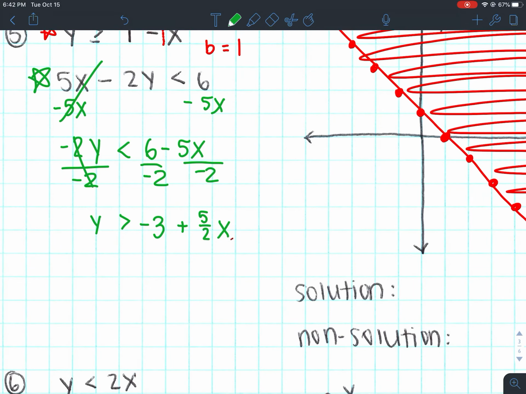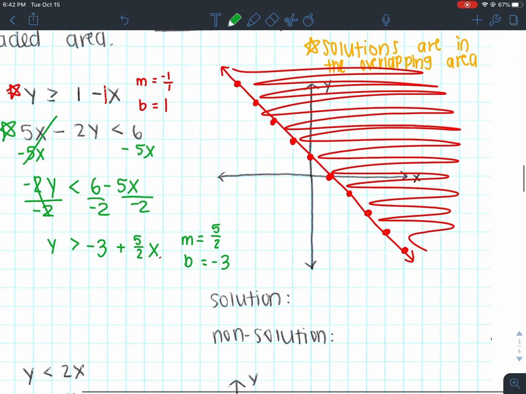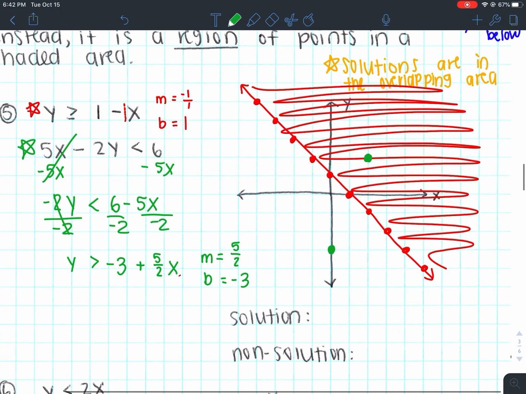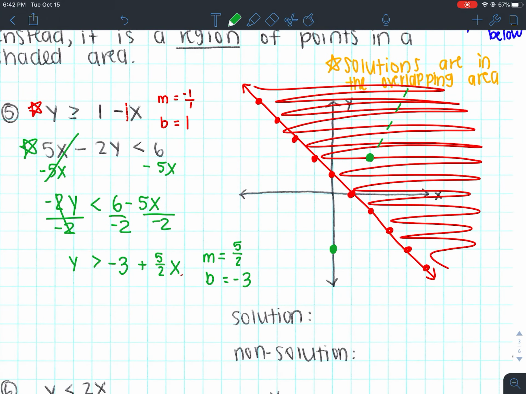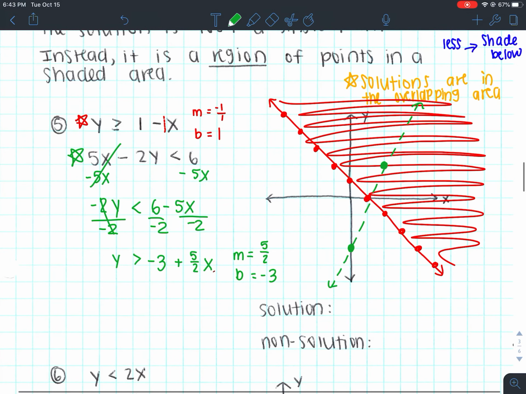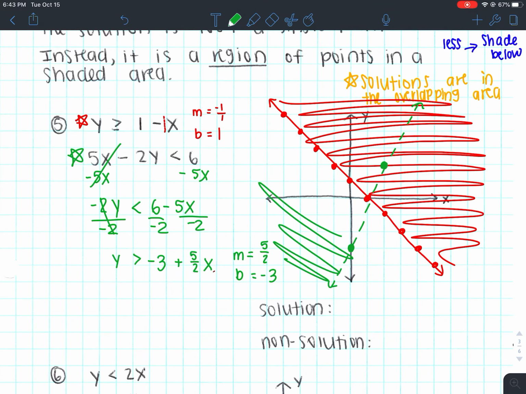Okay, so now I have my slope-intercept form. I can identify my slope and my y-intercept. My slope here is positive 5 over 2, and my y-intercept is negative 3. So we have a y-intercept of negative 3, and I'm going to go up 5, right 2. 1, 2, 3, 4, 5, right 2. I can't actually fit any more points on that line, so I'm going to draw a dotted line through all of this. It is dotted because the inequality sign is not equal to. And it is greater than, since I flipped it, so you want to shade above the line. So it's going to be up here.